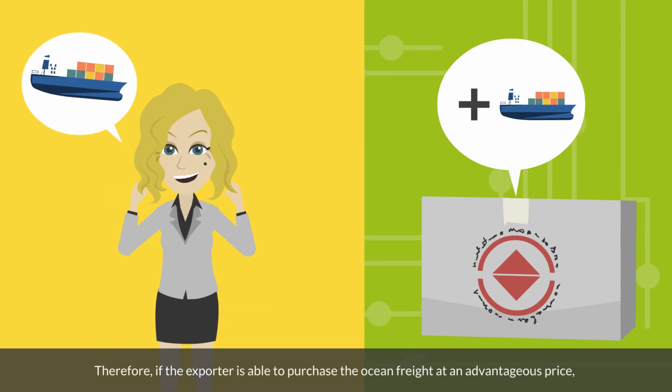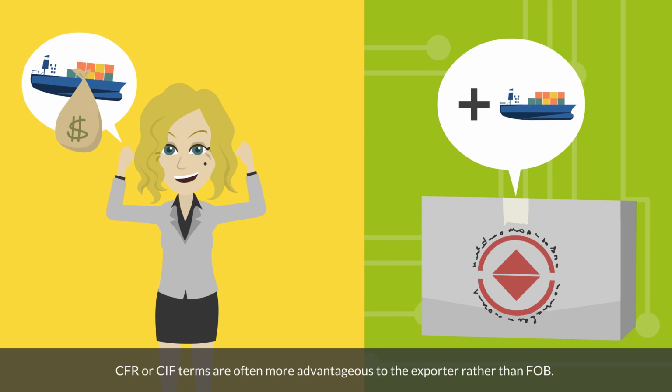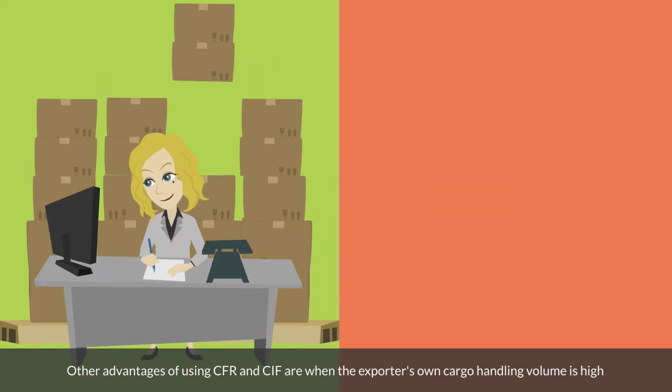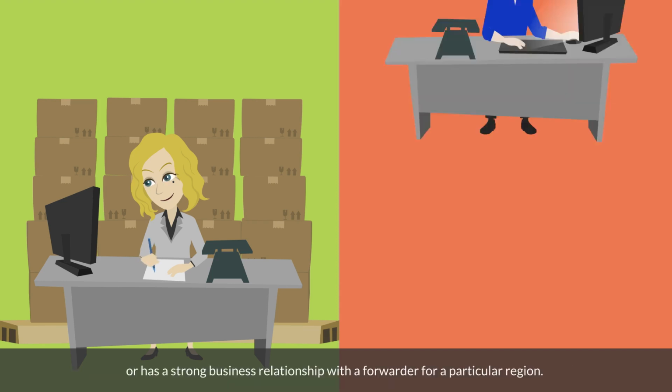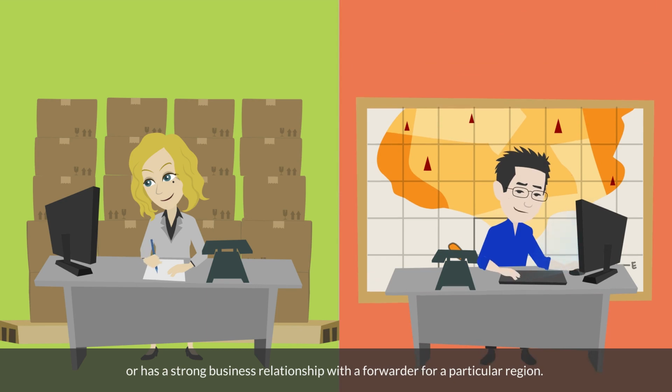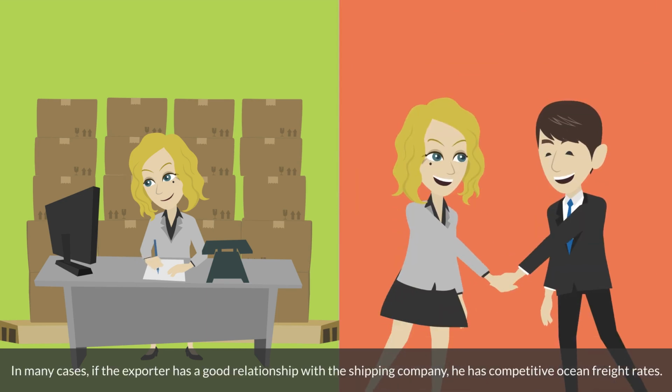Therefore, if the exporter is able to purchase the ocean freight at an advantageous price, CFR or CIF terms are often more advantageous to the exporter rather than FOB. Other advantages of using CFR and CIF are when the exporter's own cargo handling volume is high, or has a strong business relationship with a forwarder for a particular region. In many cases, if the exporter has a good relationship with a shipping company, he has competitive ocean freight rates.